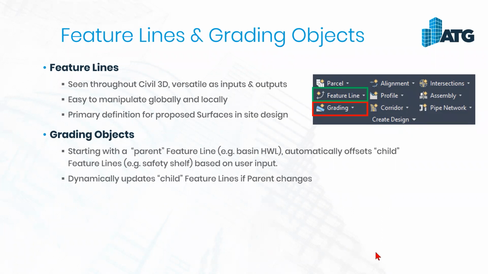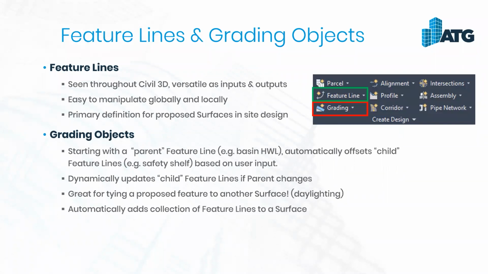The cool thing about this is that it will dynamically update your child feature line if the parent feature line changes. And it's also pretty great at tying in a proposed feature to another surface. I'll be referring to this concept as daylighting today. Some people like to call it runout. There are a lot of different terms for it, but eventually we need to connect back to our design. Also, our grading objects automatically add those collections of feature lines to our surface.